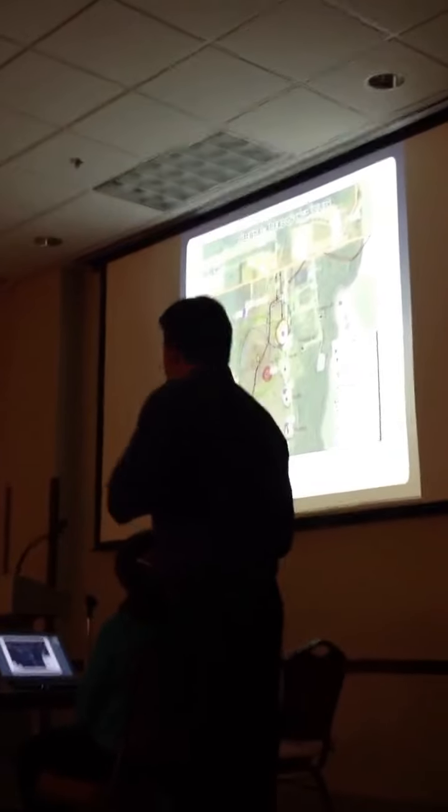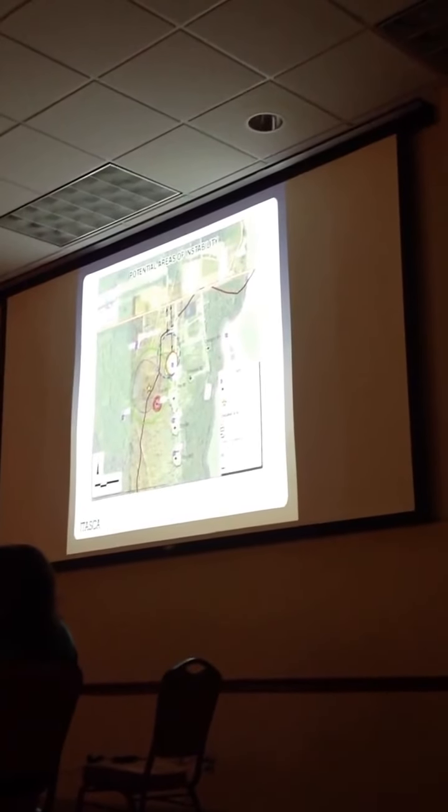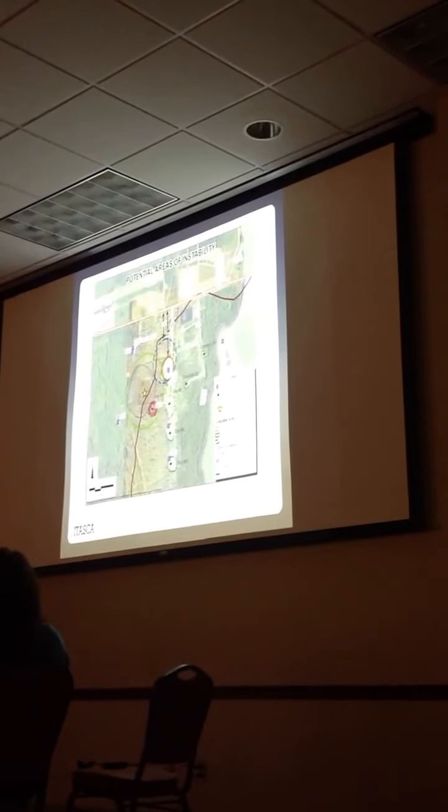Where's the north and south berm? Sorry? The north and south berm, where are they in relation? I believe they go around the sinkhole like this.